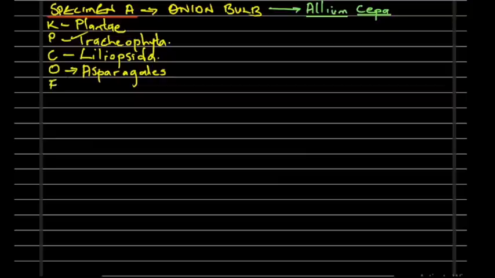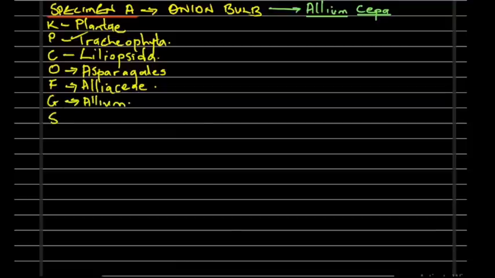Then the family. The family therefore, the allium cepa is the Alliaceae. It is spelt like this, Alliaceae. And then we have the genus to be the allium, while the species is the cepa. So this is the classification of the allium cepa, which is the onion.